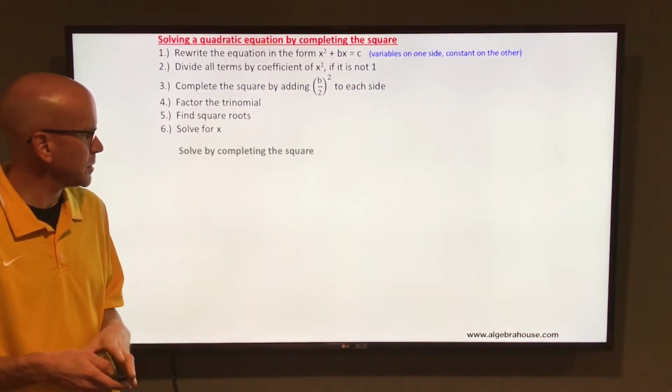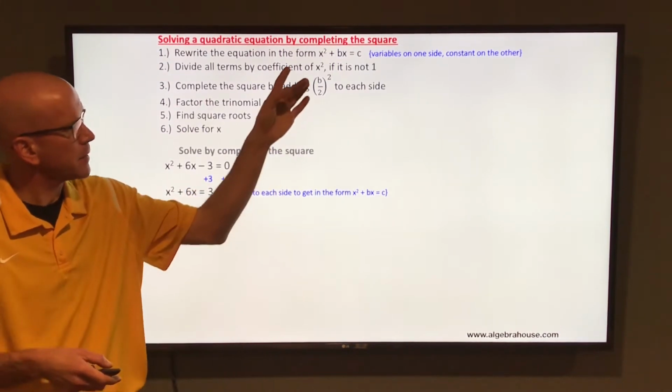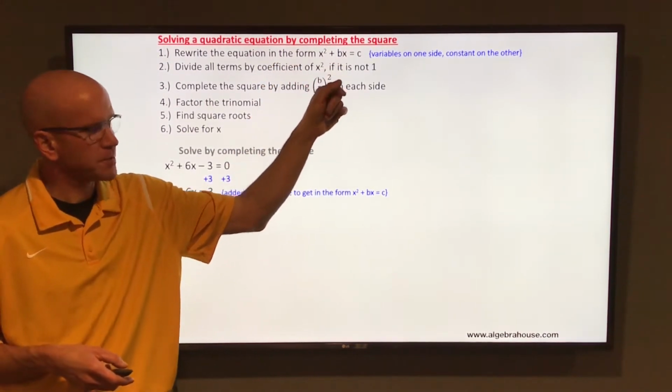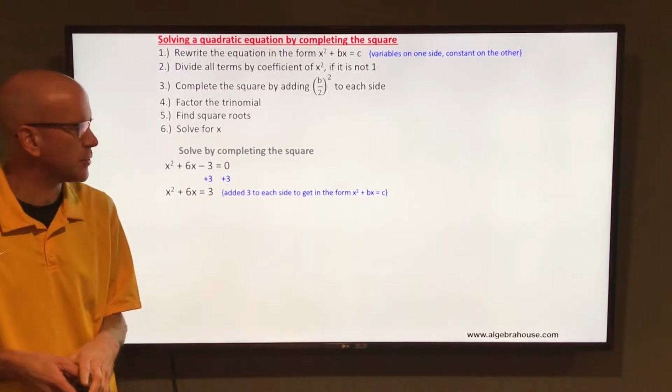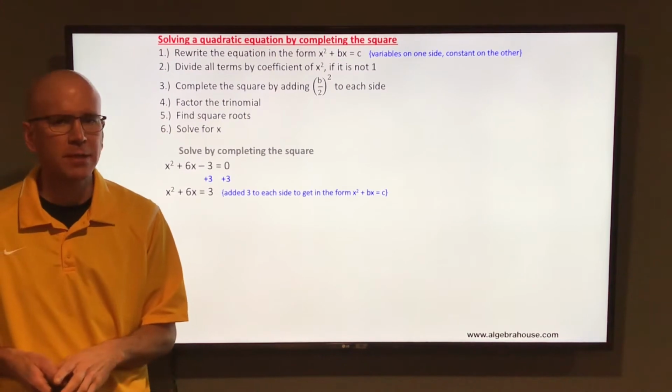So we're going to start with this one. We're going to solve this by completing the square. x squared plus 6x minus 3 equals 0. First step is to get it in the form of x squared plus bx equals c. That means get the constant term to the right side. So we're going to add 3 to both sides. You have x squared plus 6x equals 3.